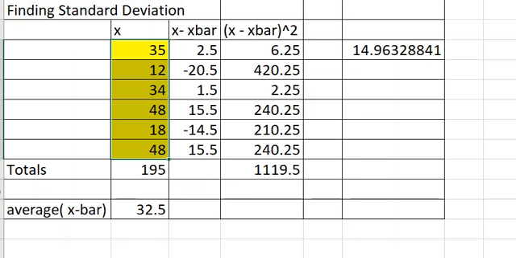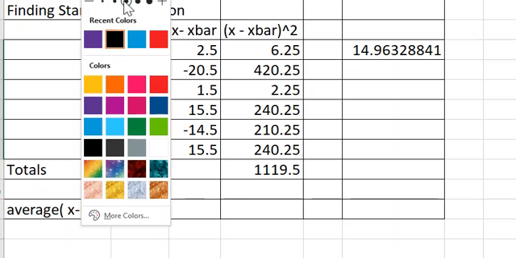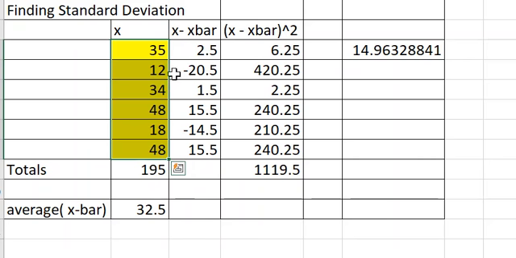Well, what you do is you take the 195 and you divide it by the number of numbers, which is 6. And this is the answer you get. Do not round that. Leave that where it is.